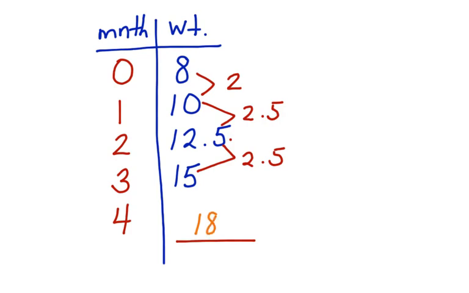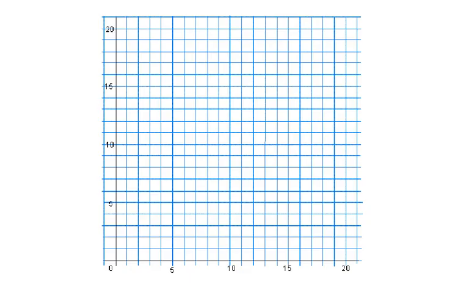Now let's graph this data and see if we would come up with the same result on a graph. First, we're going to graph how much the baby weighed at 0 months old. So we can say that we're going to put the months here, and we're going to put the weight here. So at 0 months old, the baby weighed 8 pounds. So we can go up here and we'll put a point at 8.